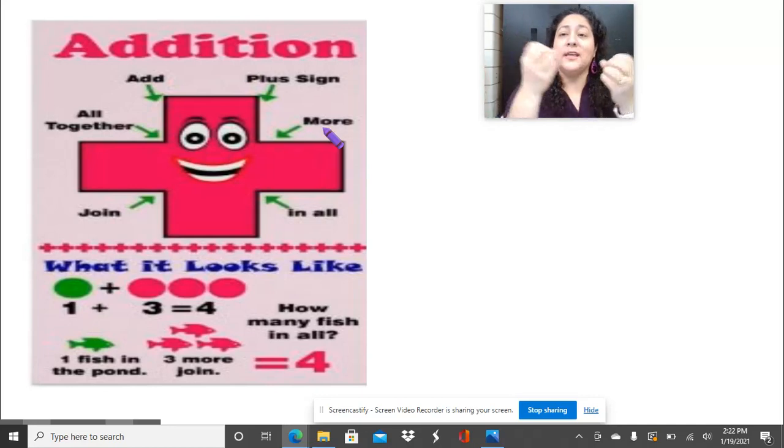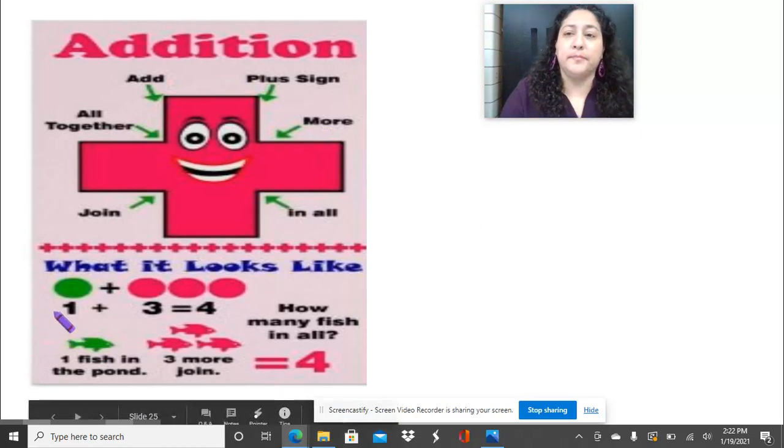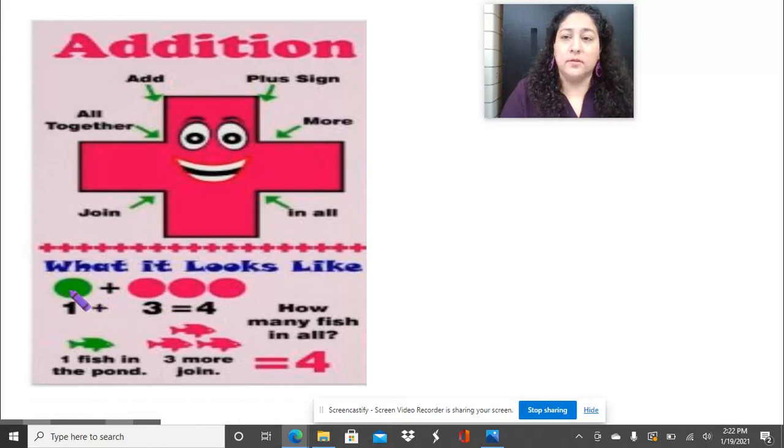So when you're adding, you're adding how much you already had, plus how much they give you, to find how much you have in total now. All right. So right here I have this drawing. This is like an addition. You had one green circle, and then you had 3 more pink circles. So how many do you have in total? You will have to count the green and the pink circles to know how many you have. So let's count them. That's 1, 2, 3, 4. So now you have 4 circles.